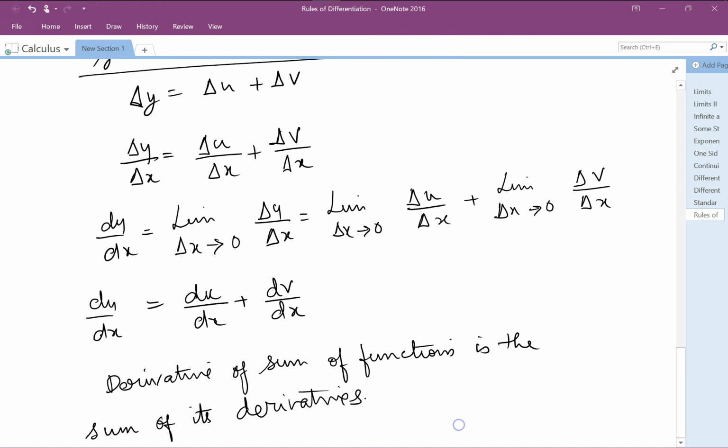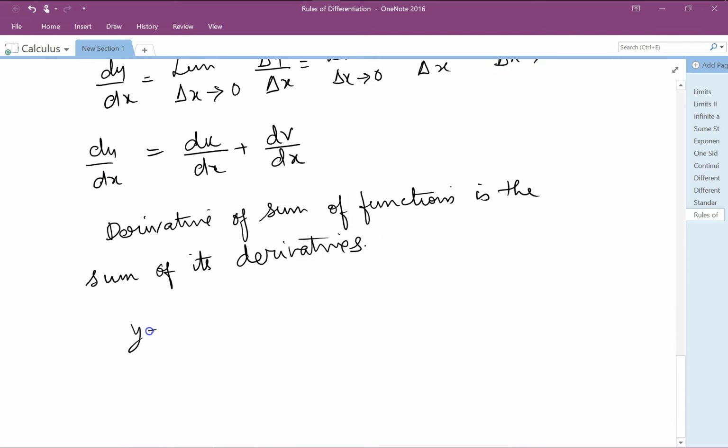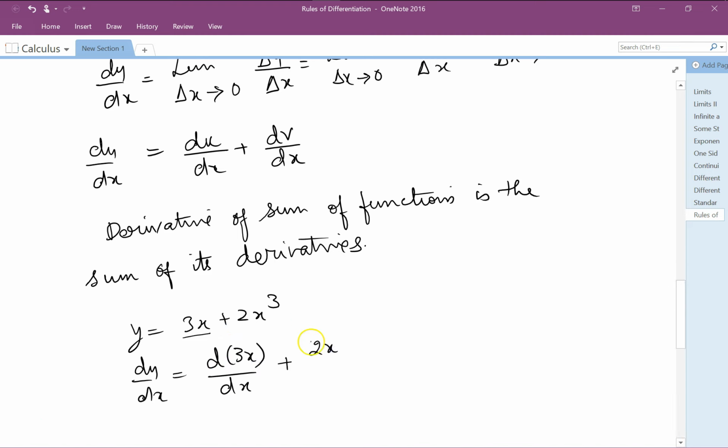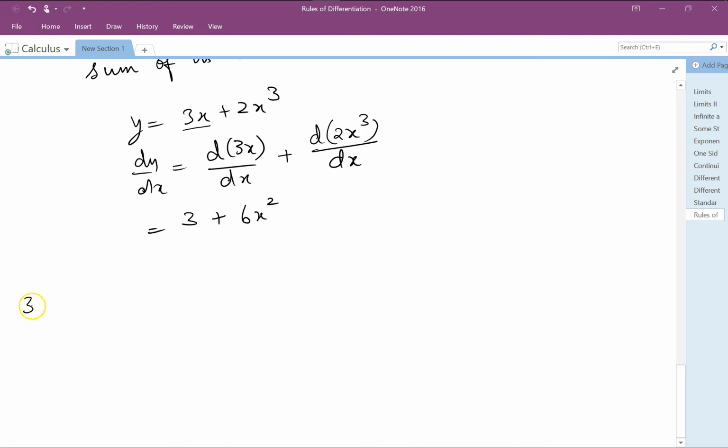So let's do the one which we started off with, 3x plus 2x cube. So y is equal to 3x plus 2x cube. So dy by dx would be, we have to find the derivative of 3x plus the derivative of 2x cube. So derivative of 3x is 3, derivative of 2x cube is 6x square.